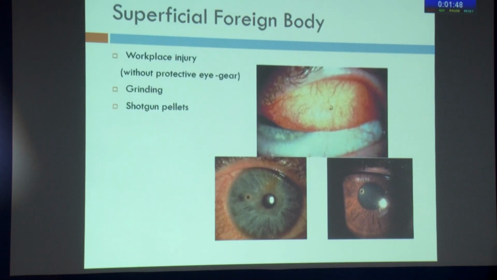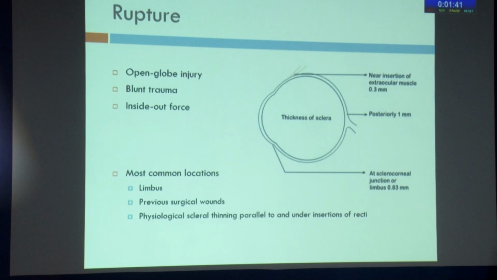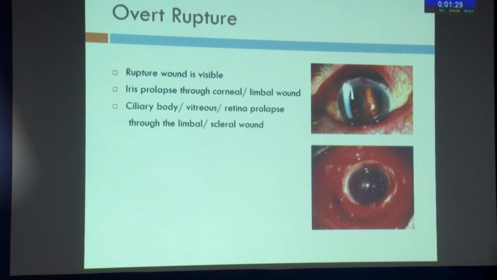Superficial foreign bodies are the foreign bodies which are lodged just on the ocular surface, in the fornix, or in the bulbar conjunctiva. Rupture is an inside-out force due to a blunt object. The most common locations are the weak locations like the limbus, previous surgical wounds, or physiological scleral thinning parallel to or underneath the insertion of the recti muscles. So the rupture could be overt. You can actually see there's a rupture, there's a prolapse of the intraocular tissues.